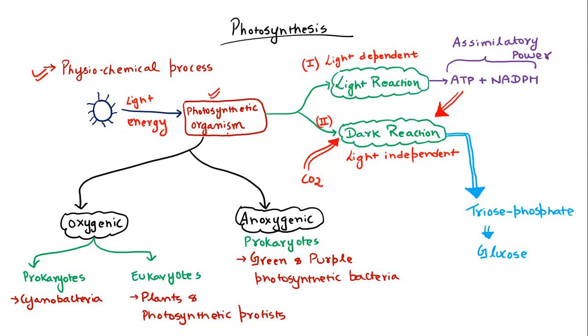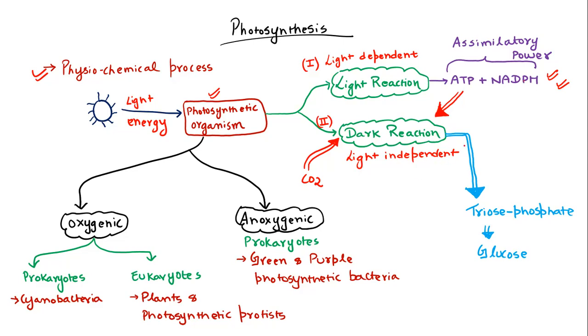Now, first of all, we can also understand what is the basic difference or purpose of the light reaction. The light reaction is mainly responsible for producing two kinds of assimilatory power, which are known as ATP and NADPH. So they are called the assimilatory power. Why assimilatory power? Because they will actually help in preparing the food, which will be utilized by the photosynthetic organism.